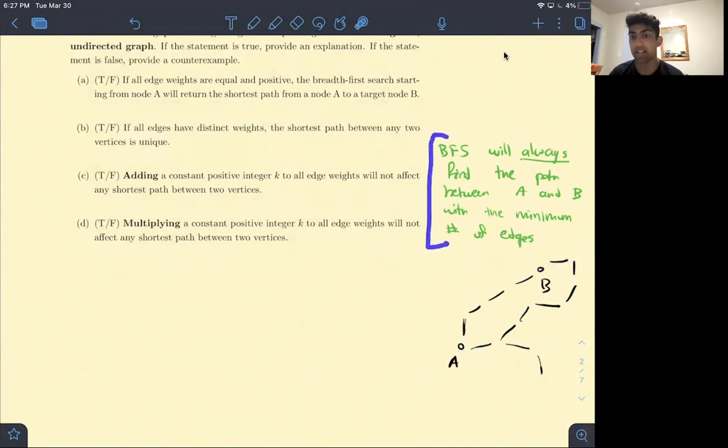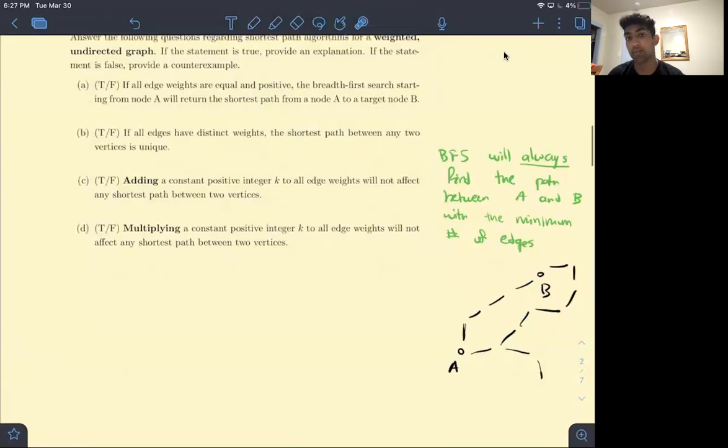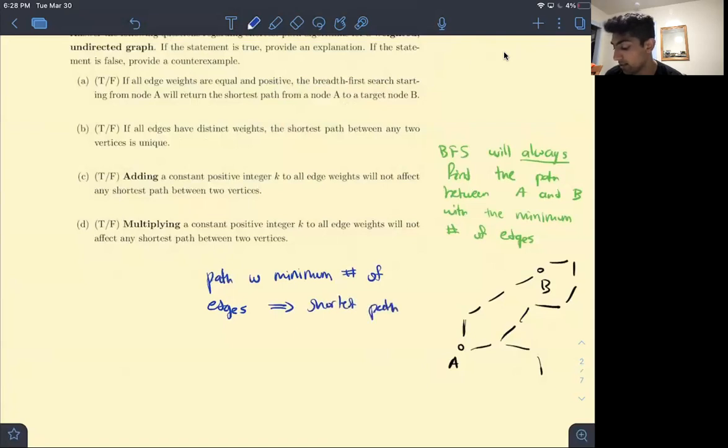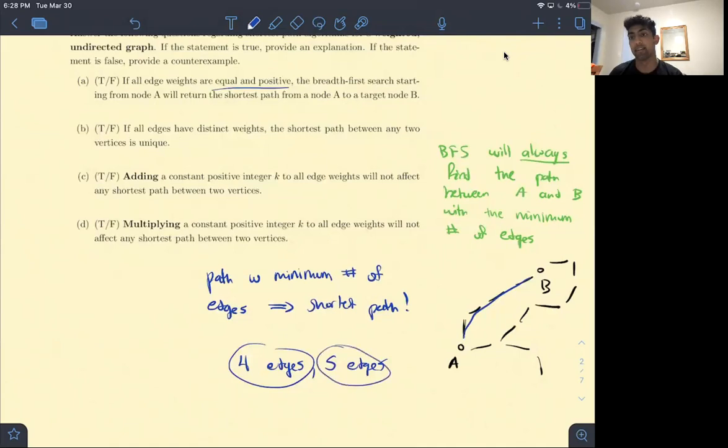Okay, so now that we understand that this is true, how does this help us figure out whether the statement is true or false? Since BFS will always find the path between A and B with the minimum number of edges, we can realize that if all of the edges are of the same weight and they're all positive, then the path with minimum number of edges is the shortest path. We can see that if we have a path with 4 edges, and all of the edges are equal and positive, and then we have another path with 5 edges, we know the 4-edge path will always have less weight than the 5-edge path.